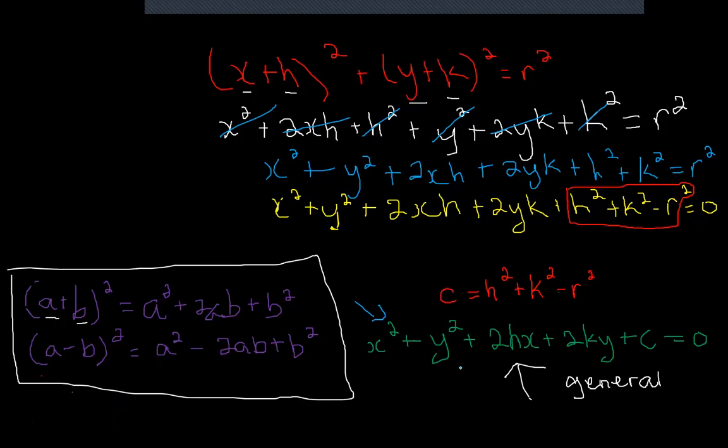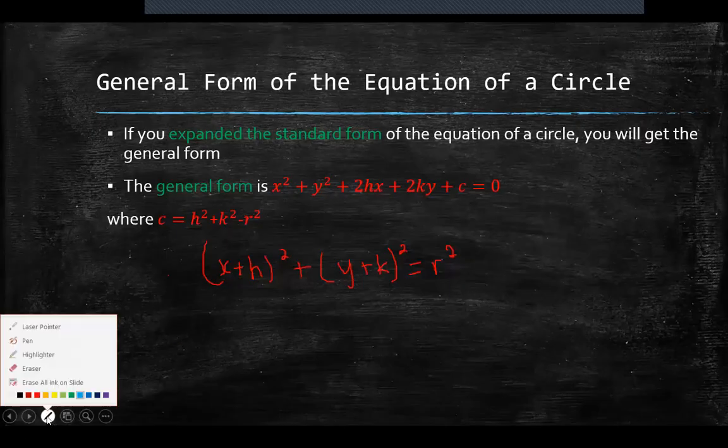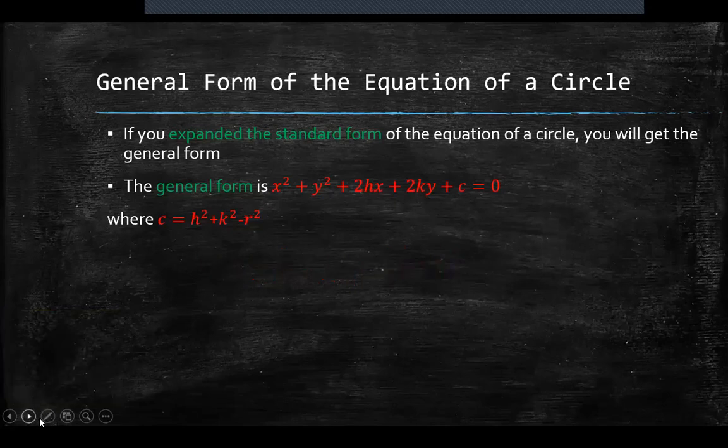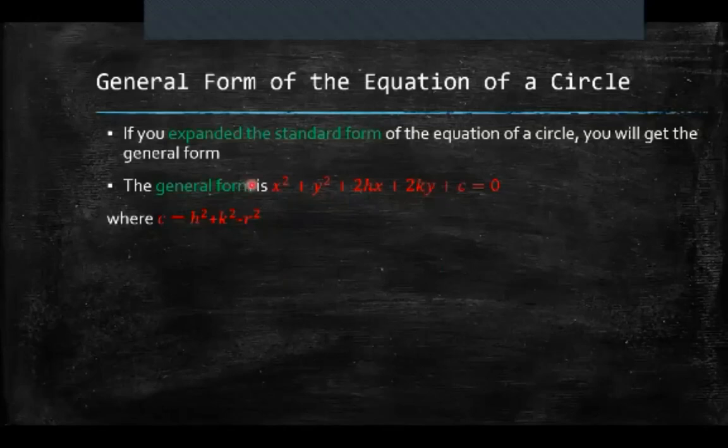I want you to see this again, just in case the people who weren't here and anybody who needs a refresher. And that's what I have on this slide right here. The general form: x squared plus y squared plus 2hx plus 2ky plus c is equal to 0. And that's what we just proved. That's what I was just showing to you.